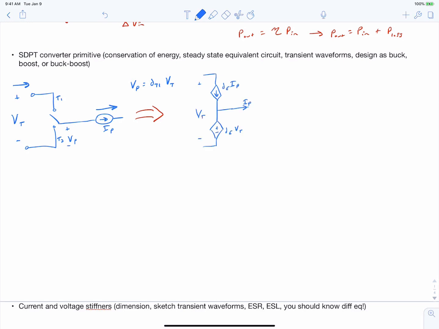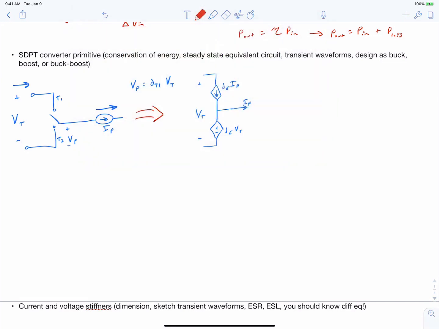And we've used this steady state equivalent circuit to construct a DC equivalent circuit, which we're able to use when we have resistances in series with our source voltage, or resistances in series with our pole current, for example, our inductor. So you should be comfortable with this equivalent circuit in the continuous conduction mode and discontinuous conduction mode. We'll talk more about those, the CCM and the DCM modes, in a little bit.